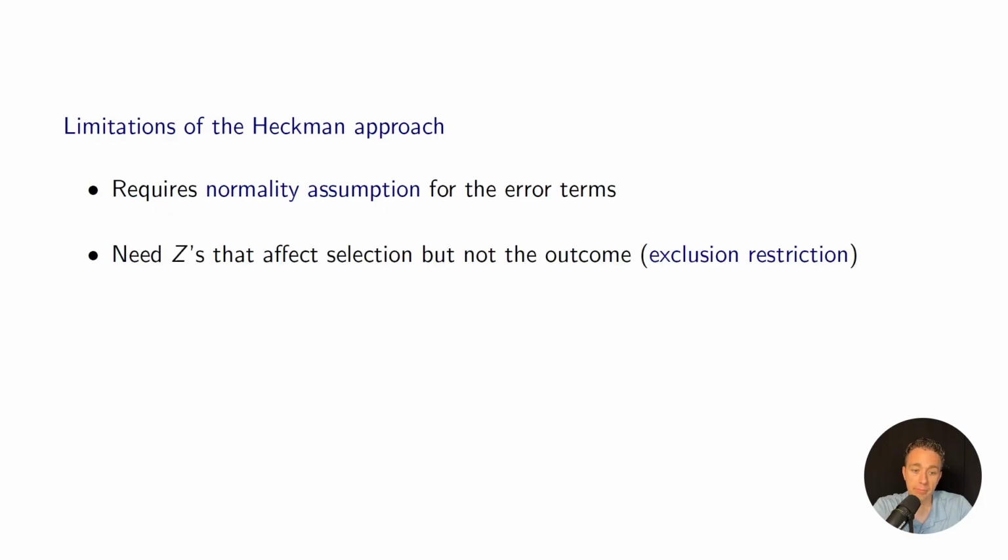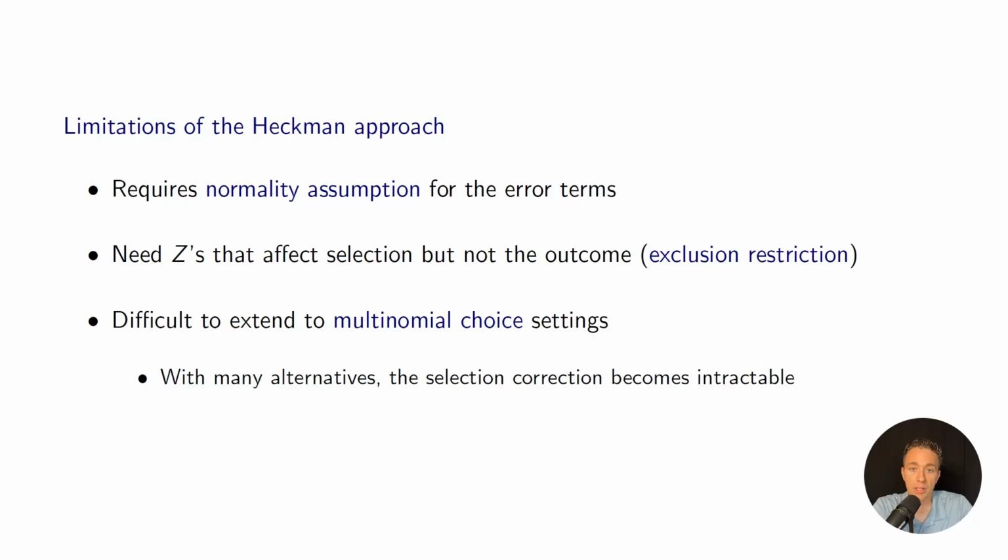So what are some limitations of this approach? Well, we have to assume that the taste shocks are normal, that are governing the selection process, and that the outcome equation shocks are normal. We also need to have some sort of exclusion restriction. So we need some variable to affect the utility part, but not enter the productivity part. And then it's also very difficult to extend this to a multinomial choice setup, because we can't just use this simple inverse Mills ratio if we have many alternatives.